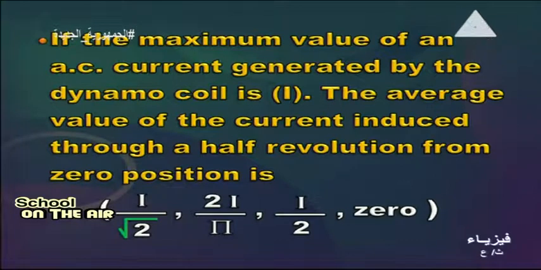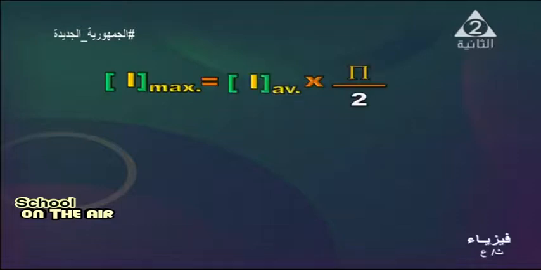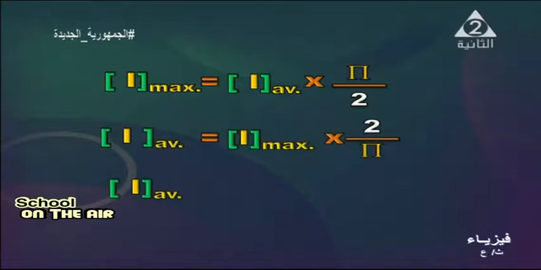So we need a relation that relates average and maximum. The right answer, first of all, is 2I over pi. I maximum equals I average times pi over 2, so I average equals I maximum times 2 over pi. Given I maximum as I, the right answer is 2I over pi.